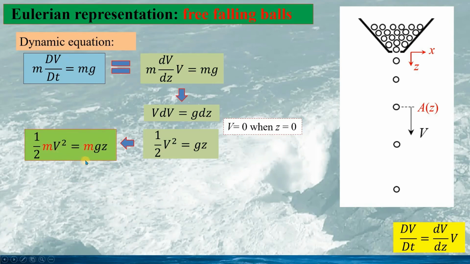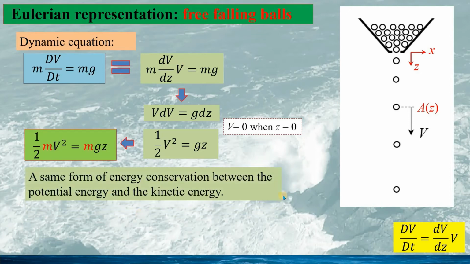We have the same energy conservation form as we obtained in the Lagrangian representation. So we can see for the same problem, we can use either the Lagrangian representation or the Eulerian representation. We obtain the same form of the energy conservation between the potential energy and the kinetic energy.